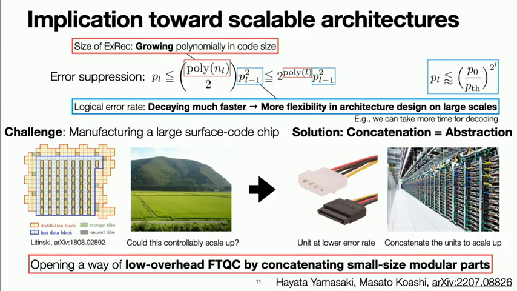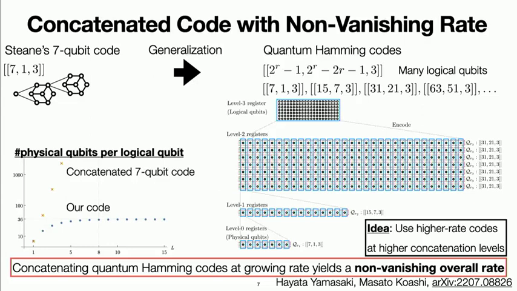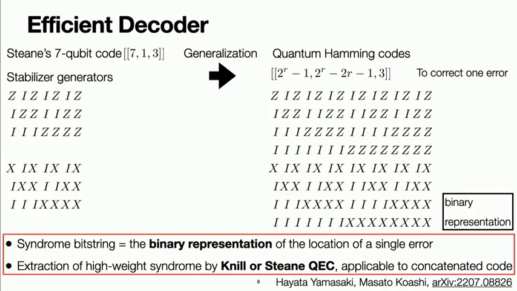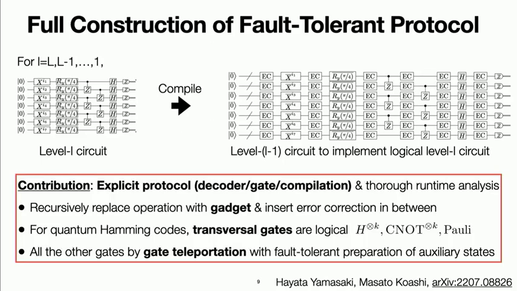In principle, yes. If you have a higher rate code, then you can obtain constant overall rate. This is possible. But the whole point of our construction is to fully construct all the components required for FTQC, including decoder, gates, and compilation. If you carefully choose a code that has an efficient decoder and implementable gates, then yes, it will be possible. But in full generality, it's not trivial, I think.